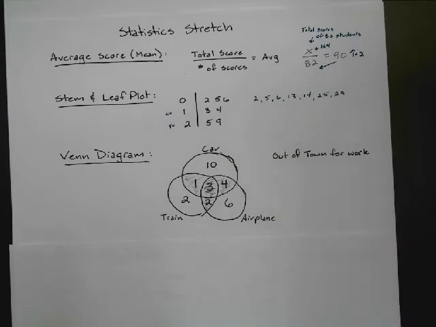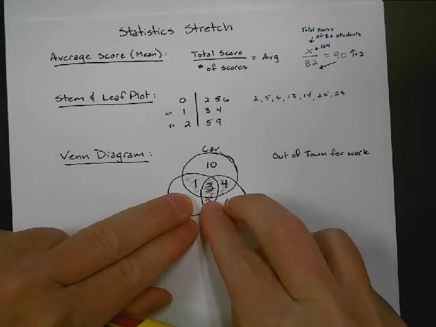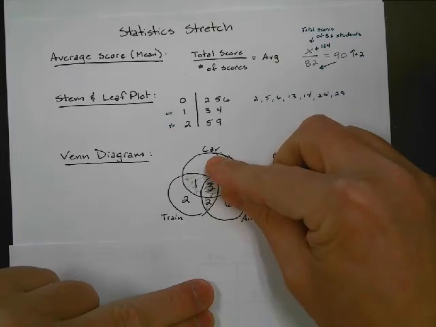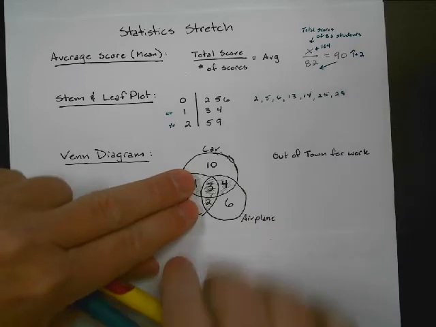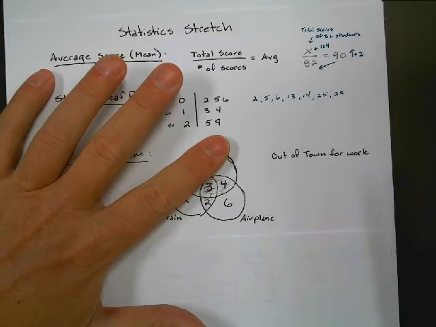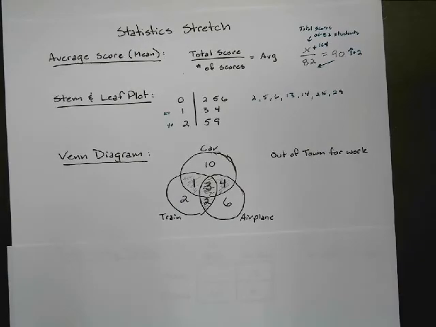So if I wanted to find out how many people took a car, car would represent everything in this circle. So it's not just 10, it's 10 plus 1 plus 3 plus 4. Those are all the people that would have taken a car. So that's a total of 18 people. If I wanted to find out how many people took a train, then I would use 2 plus 1 plus 3 plus 2. So there'd be a total of 8 people that took a train. So everything inside that circle. If I wanted to find out the people that took an airplane, it'd be 6 plus 4 plus 3 plus 2. All those people took an airplane. So there'd be 15 of the people taking airplanes. Okay, so that's how to look at it in one way.